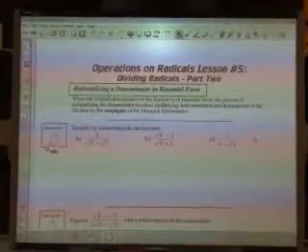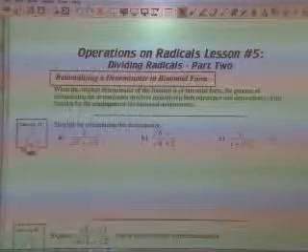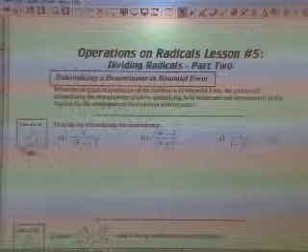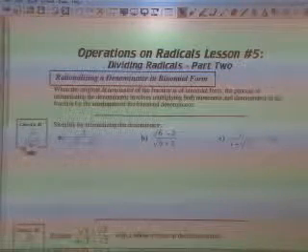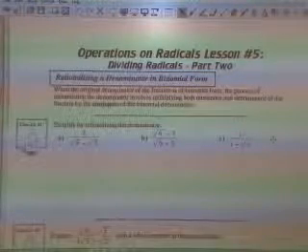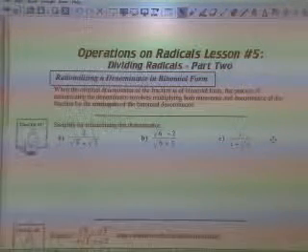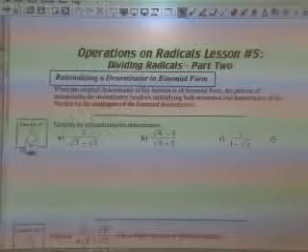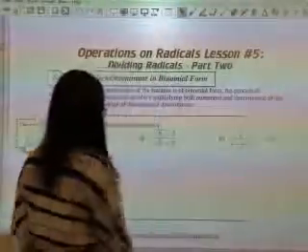So let's start on lesson 5, dividing radicals, part 2. What we looked at the other day is we rationalized the denominator. There was only ever one term in the denominator. So the question that comes up: what happens if I have two terms, or a binomial, in the denominator?